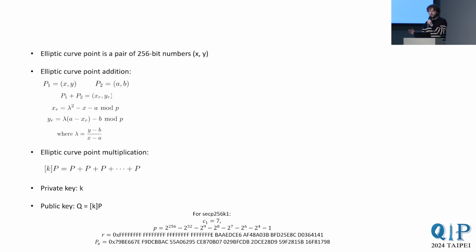There is a base point p known to all participants. For example, at the bottom, you see the x-coordinate of the base point used for this specific curve. And if you want to generate a private key and a public key, you generate a random 256-bit number k and compute q equals k times p as the public key that you announce. Since other people only know the public key q and the base point p, they will have a hard time determining k, the private key.